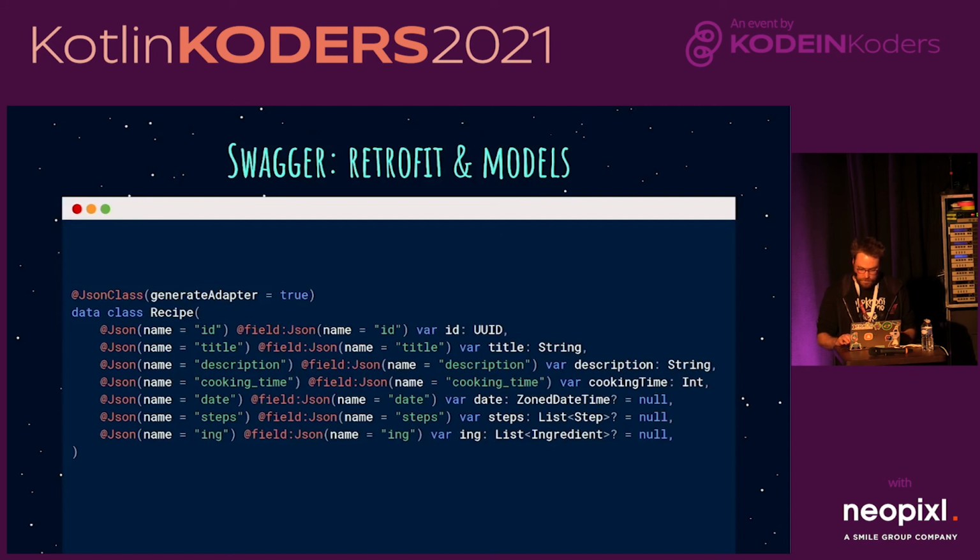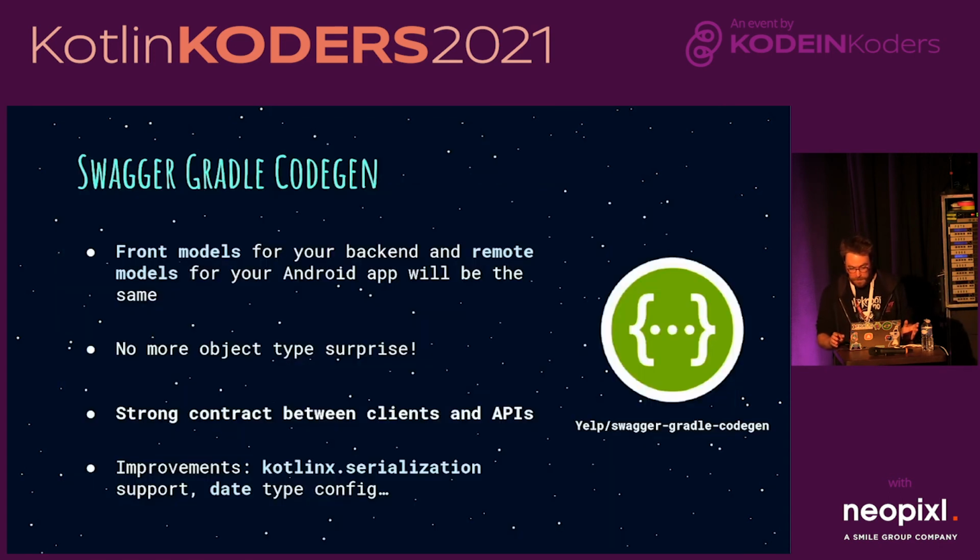The only backfire you can spot maybe is when you are dealing with dates. Sometimes you have to modify it to be Android friendly and backend friendly. So that's pretty much it. Swagger CodeGen will generate the front models for your backend and the remote models for your client application.